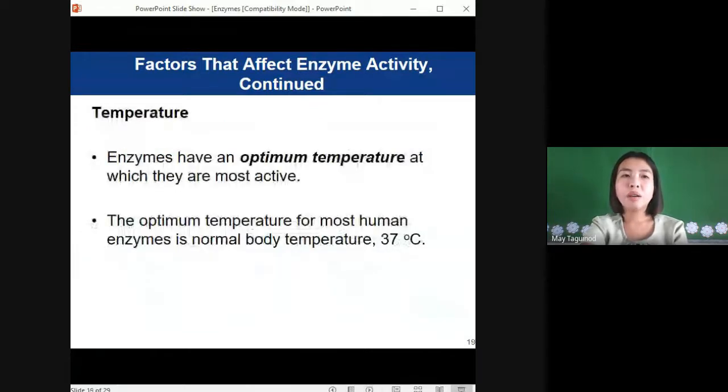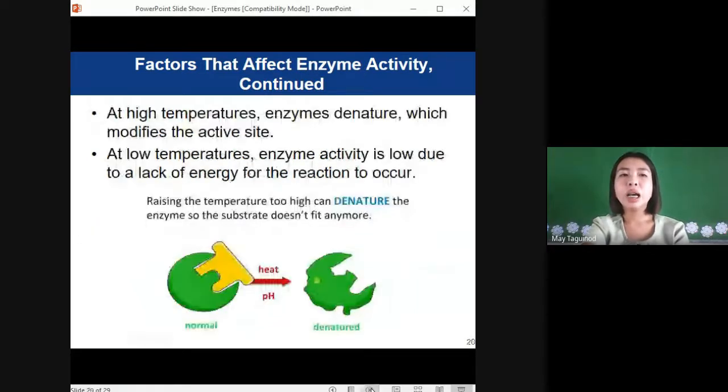Another factor that affects enzyme activity is temperature. Like in pH, enzymes have an optimum temperature at which they are most active. The optimum temperature for most human enzymes is normal body temperature, which is 37 degrees Celsius. So what will happen if there is an increase or decrease of temperature? At high temperature, enzymes denature, which modifies the active site.